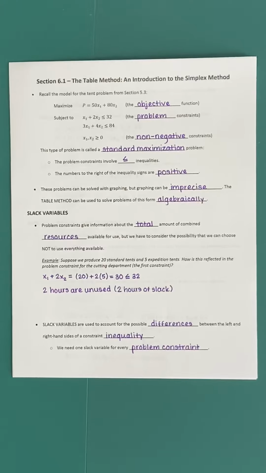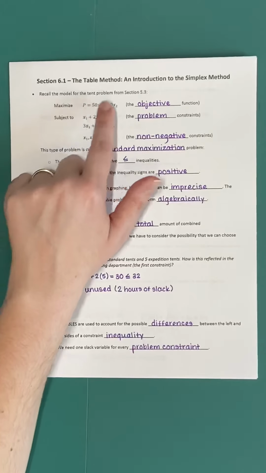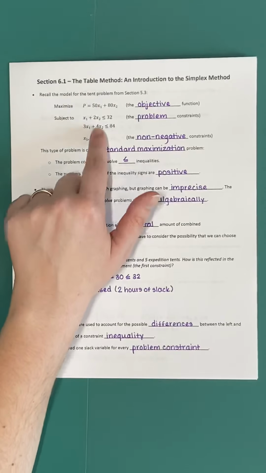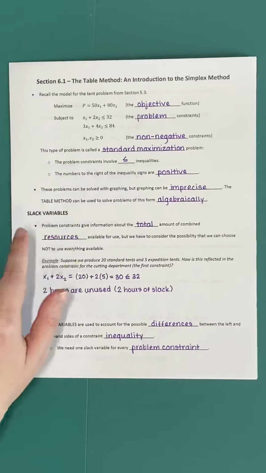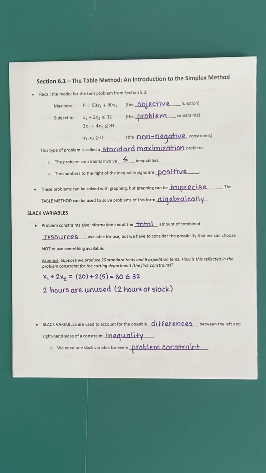So the first thing we need to talk about in order to be able to use this, what we're calling the table method, is what we call a slack variable. So we're going to take the decision variables, x1 and x2, and we're going to add in some additional variables to our problem representative of what we're calling slack.